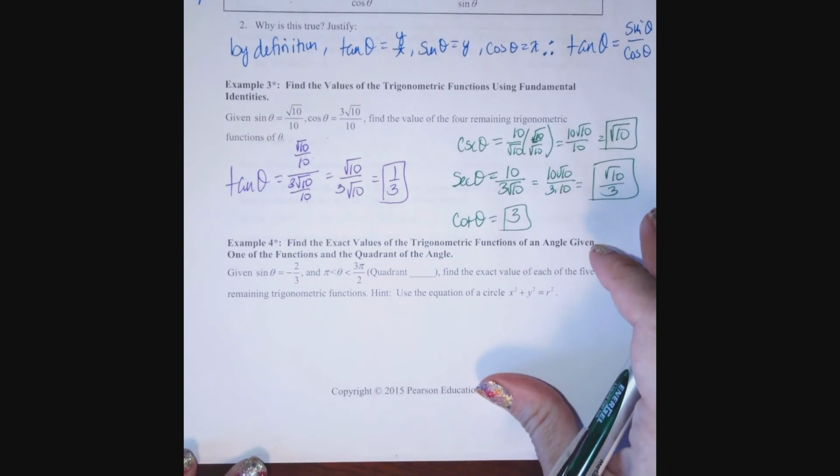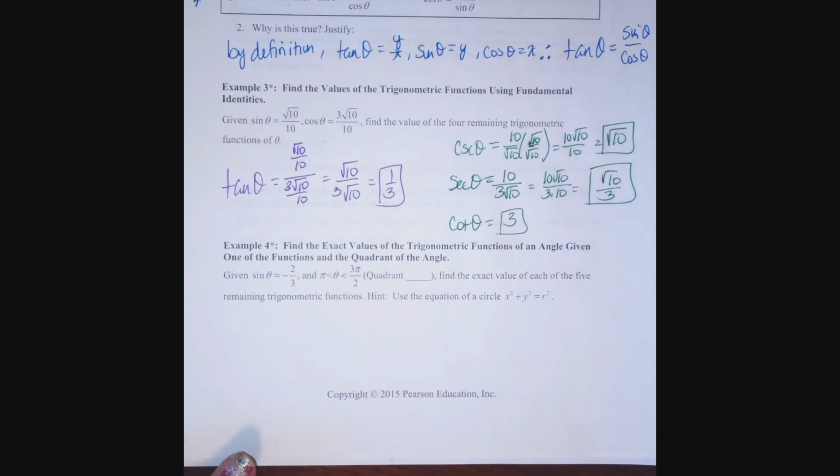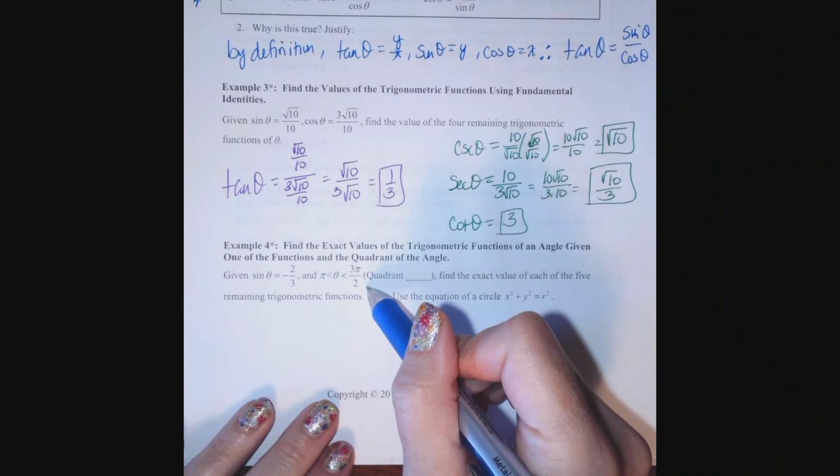All right. One of the major things you need to get used to doing is working with these trig function values, starting with what you're given and figuring out what you need to answer the question that's being asked. For this one, we're given the value of sine. We're told that our angle falls between pi and 3 pi halves.